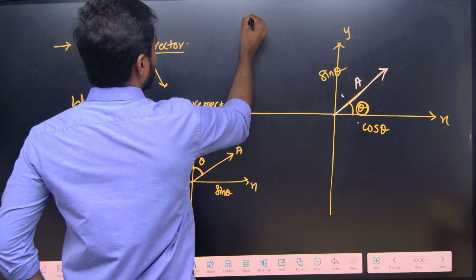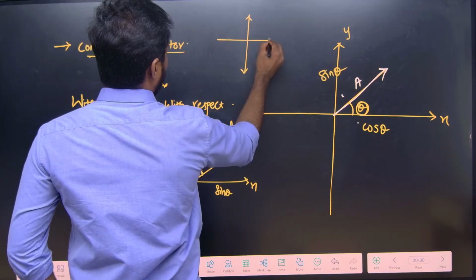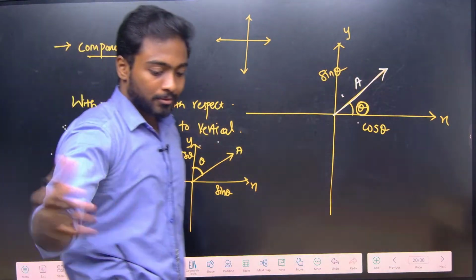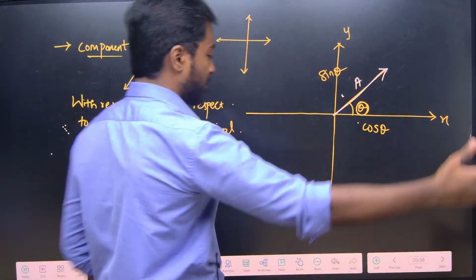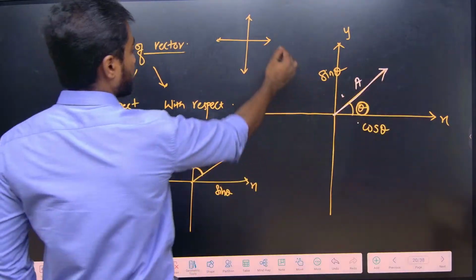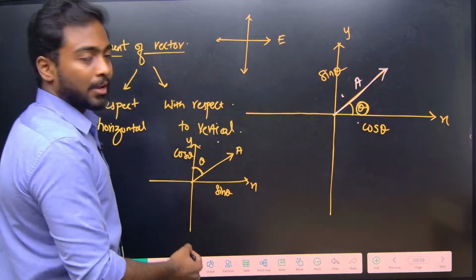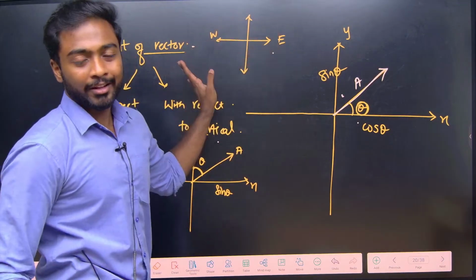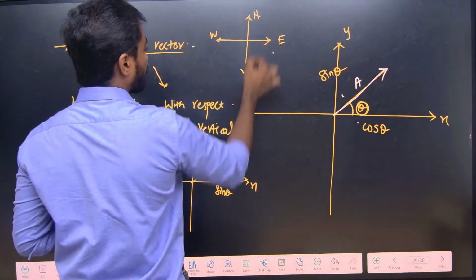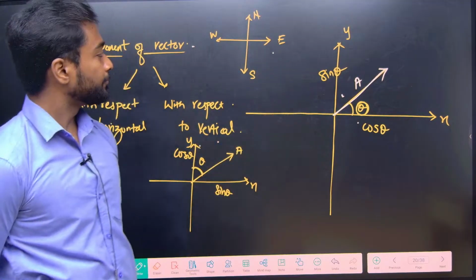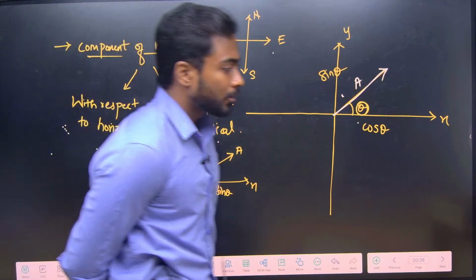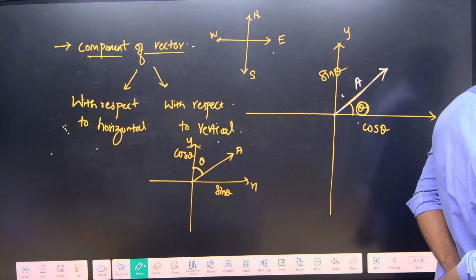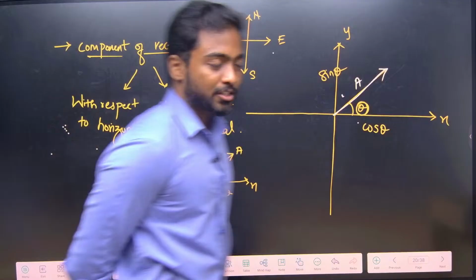So just draw the axis like this. The right side will be east, and left side obviously it will be west. West and east will be opposite in direction. Top will be north, bottom will be south. Got it? Got the direction.